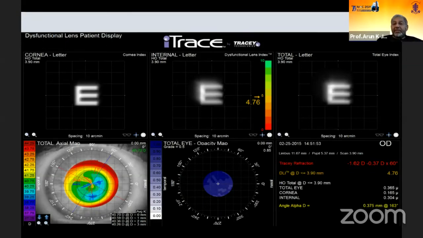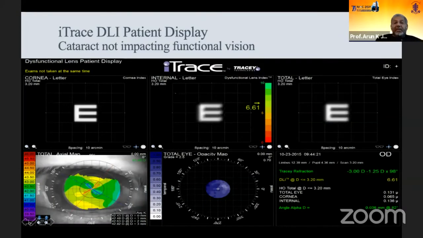And this is another patient. Again, here, if you see the opacity grade is 2.5, cornea is okay, quality of vision is okay, but the lens index is 6.61, and the reflection is in green. It means whatever dysfunction is there in the lens is because of refractive changes, and it doesn't need surgery as of now. But if the patient has some symptoms, then they can undergo surgery.